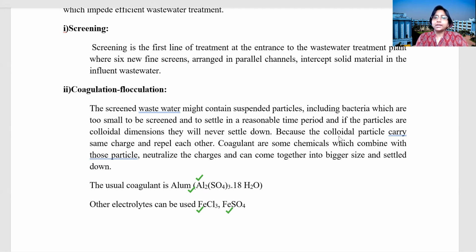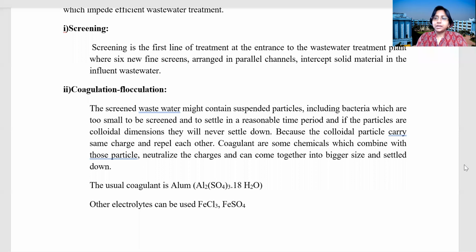Screened wastewater might contain suspended particles, including bacteria, which are too small to be screened and to settle in a reasonable time period. If the particles are of colloidal dimensions, they will never settle down because the colloidal particles carry the same charge and repel each other. Coagulants are chemicals which combine with those particles, neutralize the charges, and bring them together into bigger size so they settle down. That is the basic part.